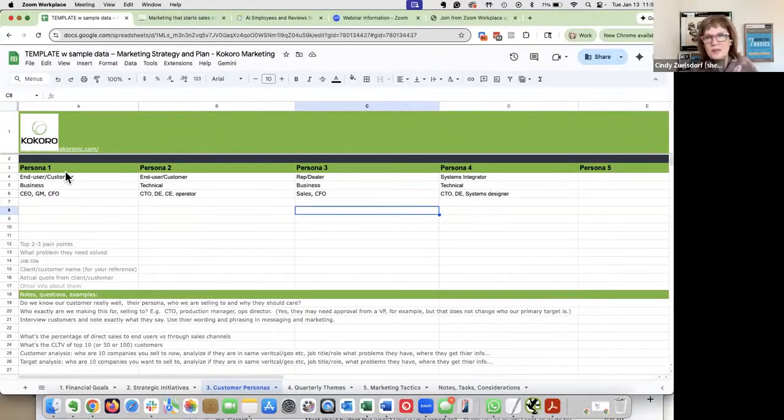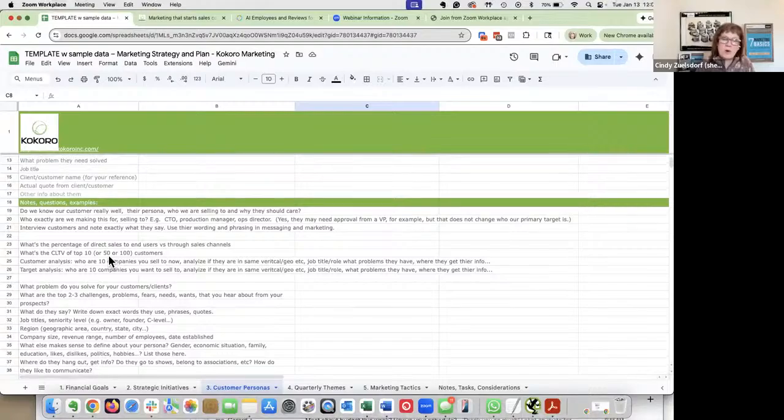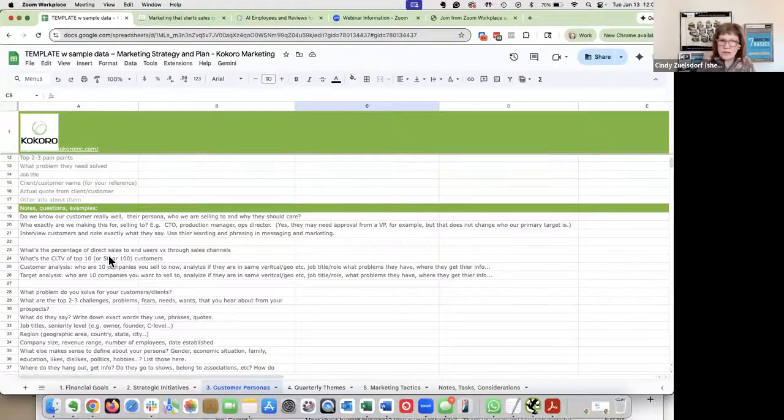Keeping it to that, thinking about your 80-20 rule. I always think about that 80-20 rule the other way when you think about reps and dealers and systems integrators. A lot of times we see that 20% of the reps and dealers are bringing 80% of the revenue to the company for that type of sales channel. That's definitely the kind of person that you want to have in this persona list as well. For example, one of your personas might be end users, customers, clients, and maybe it's the business folks, the CEOs, the general managers, the CFOs, and thinking about what they need and what they care about. I've got a bunch of questions and things to think about down here. When you think about each persona type, you can know why they care about you, what you're solving for them, what their job titles are, that kind of thing.